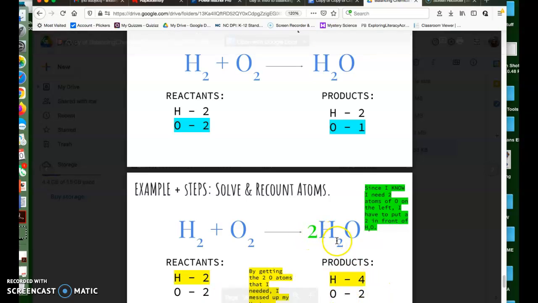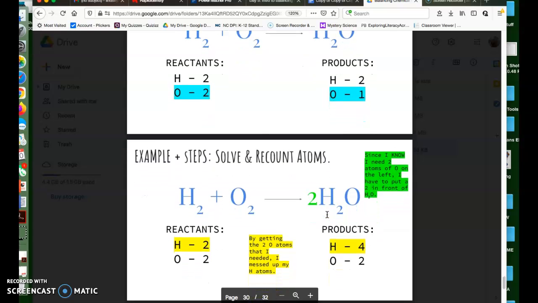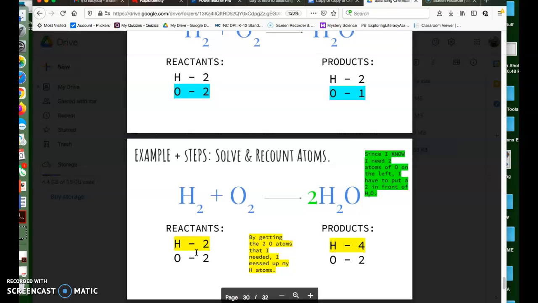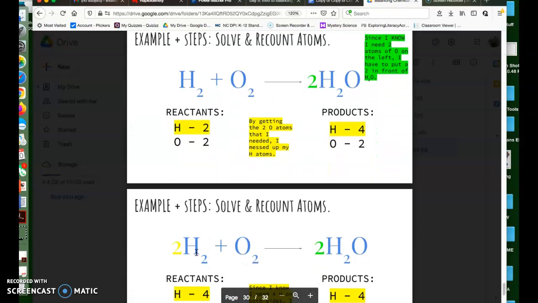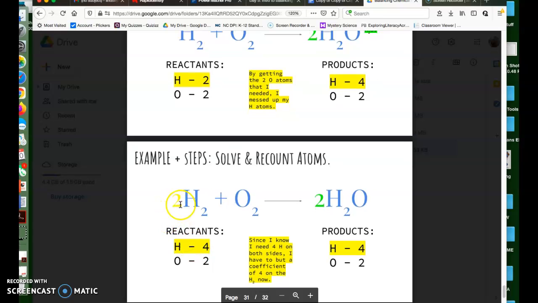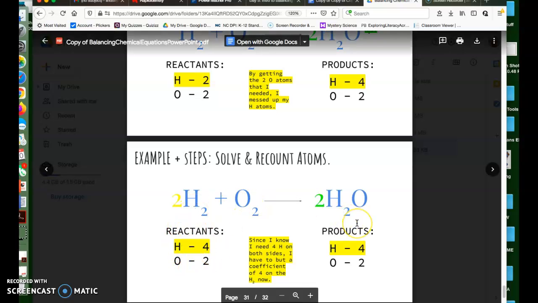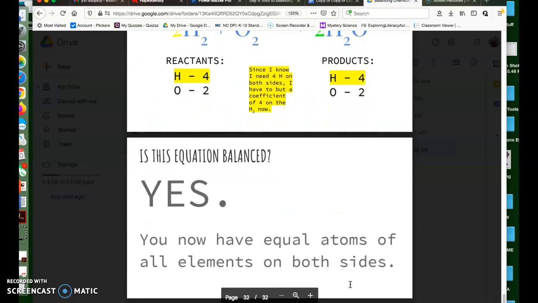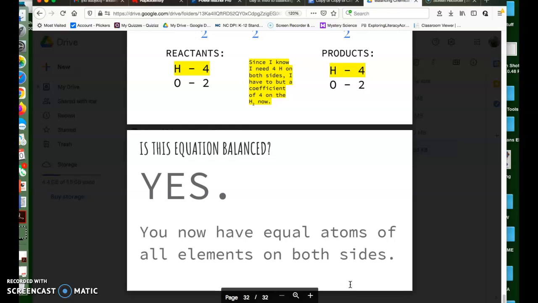But now I have 4 atoms of hydrogen, because remember, green 2 times the little blue 2 equals 4. So now I need to make one more coefficient here so that I have 4 hydrogens on the reactant side. What would I do? Hopefully you told me I would put another 2 right here in front of the H2 gas. Now we are all balanced because we have 4 hydrogen and 2 oxygen on the left side and 4 hydrogen and 2 oxygen on the right side. So this is balanced. Now I have an equal number on both sides.